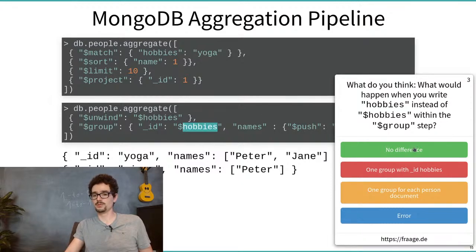within the group? Would it make no difference? Would there not be 3 groups, 3 documents, but only 1 group with the ID not yoga and piano but hobbies? 1 group for each person document, so 1 group for Peter, 1 for Jane, or would it give you an error?